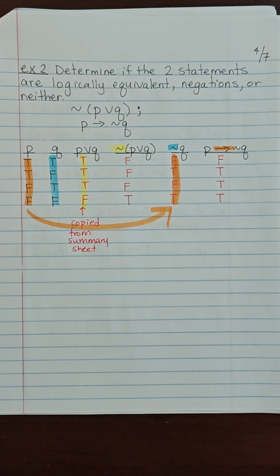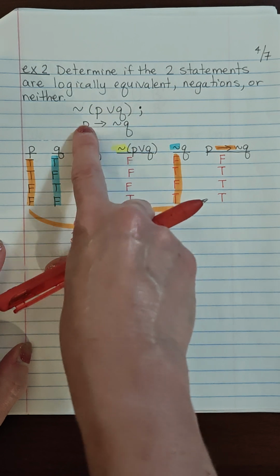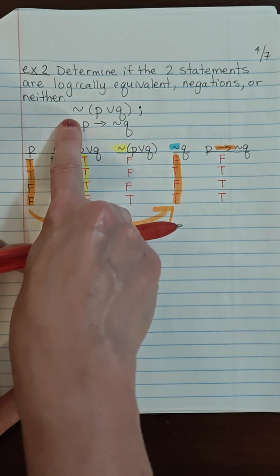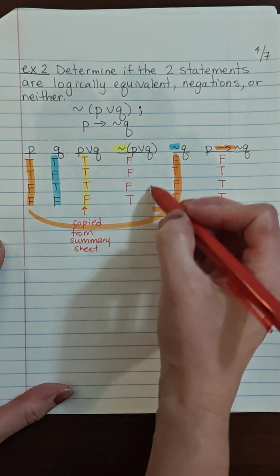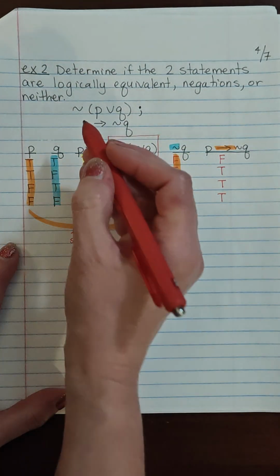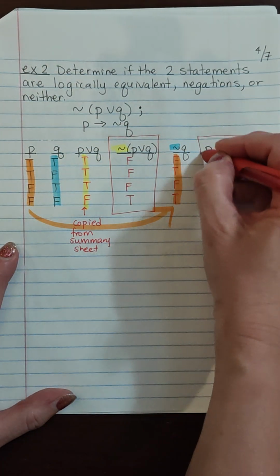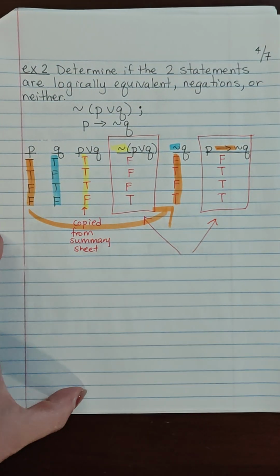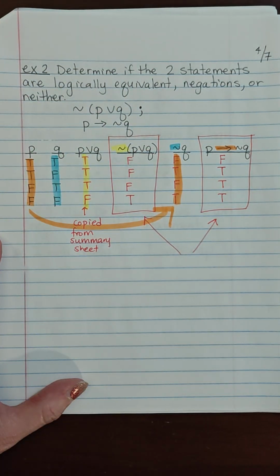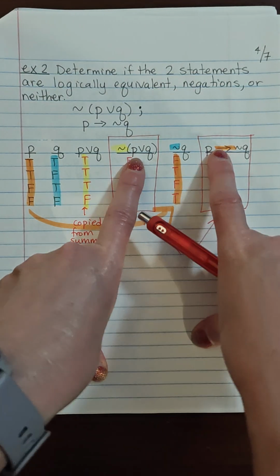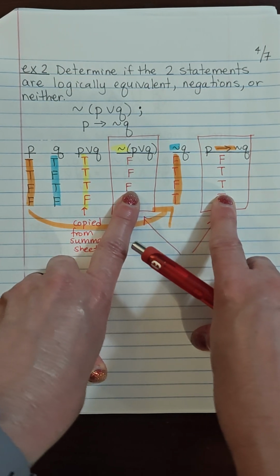Okay, now where do we look? These were my two statements, so I need to identify those two columns, okay? This not P or Q column is right here. So there's that one. And then this if P then not Q column is right here. Those are the two columns I'm comparing. Are these two logically equivalent? Now, logically equivalent means these two columns are exactly the same. Okay, obviously they're not exactly the same, right?